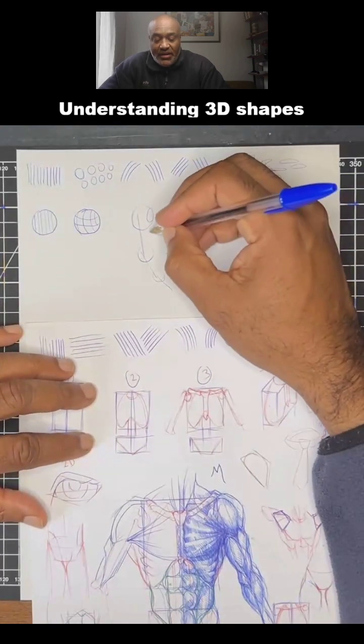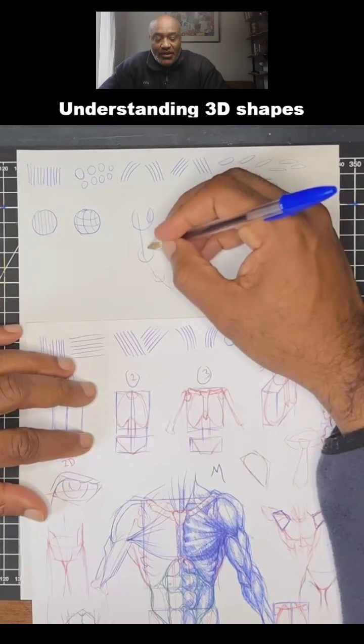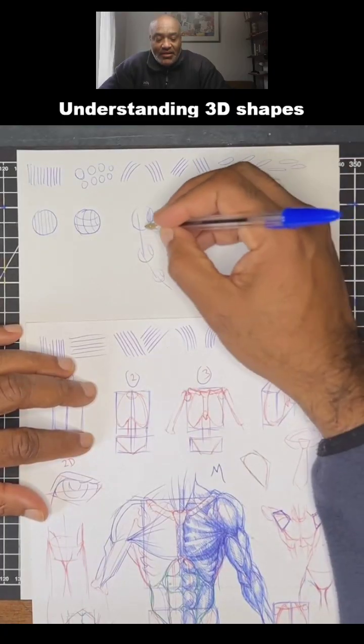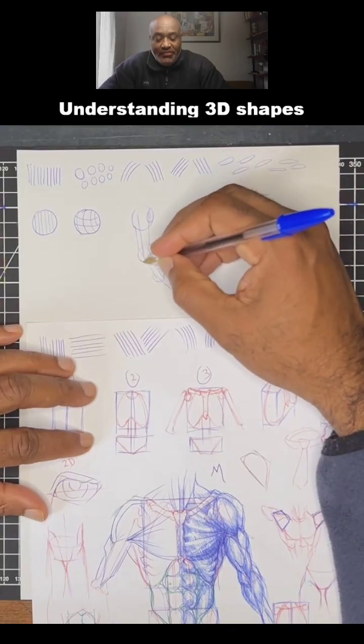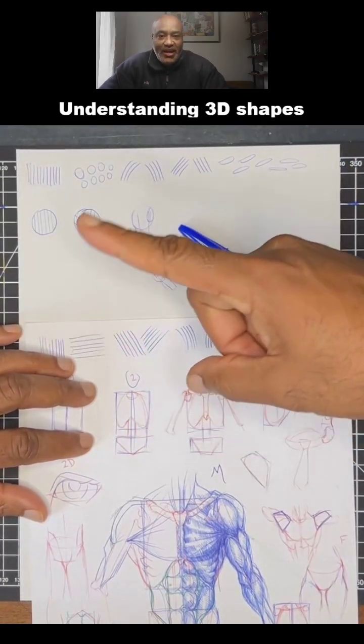You see that? So that is now a spherical object. It's not flat. Is everyone getting that? So this is a finger, very basic finger, just like that.